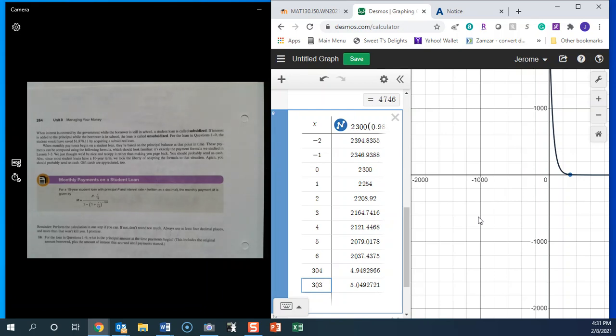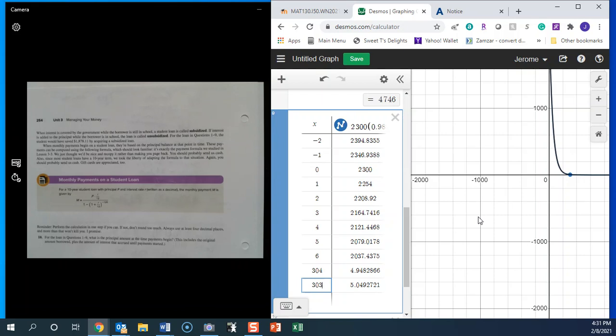When monthly payments begin on a student loan, they're based on the principal balance at that point in time. These payments can be computed using the following formula, which should look familiar. It's exactly the payment formula we studied in lesson 3.3. We just thought we'd be nice and recopy it rather than making you page back.